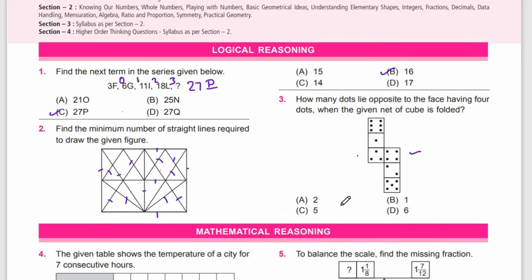So as we saw in that simulation, the opposite side of 4 was 5. So 5 is our right answer. I hope this was easy for you to understand.